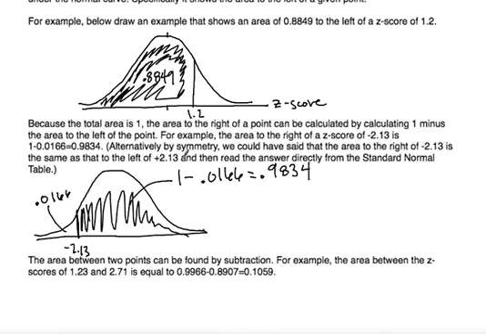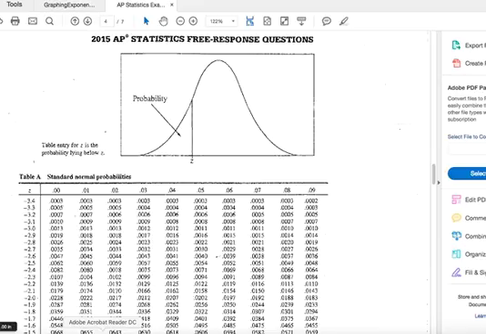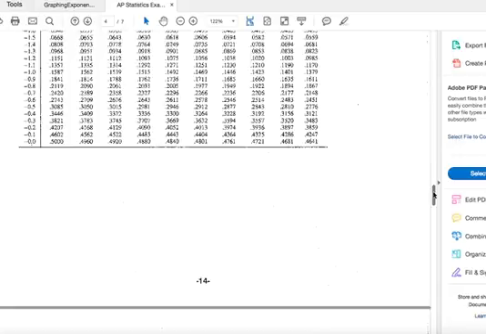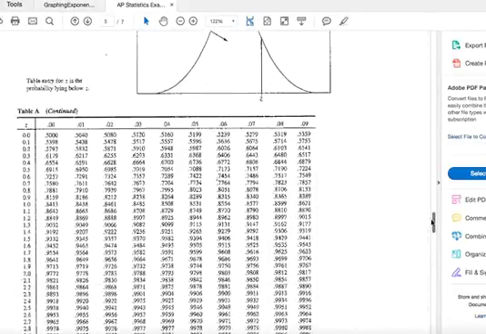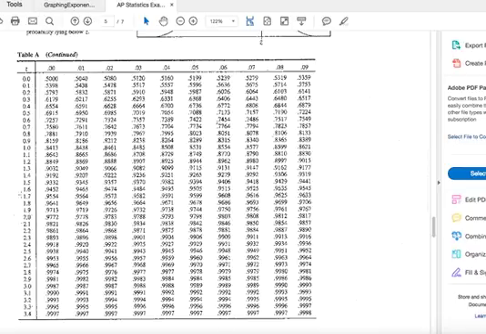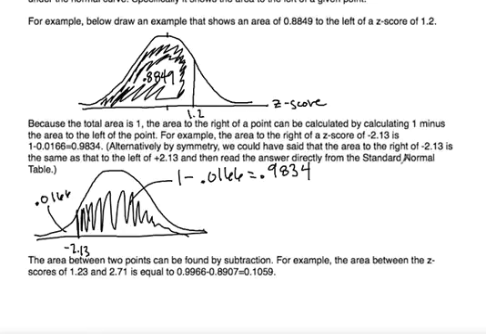Alternatively, by symmetry, we could have said that the area to the right of negative 2.13 is the same as the area to the left of positive 2.13, and then read the answer directly from the standard normal table. If you did that, you could have gone and found positive 2.13, on the continuation of the standard normal table, and got 0.9834. Either way is fine, whichever one you understand better will get you the right answer.